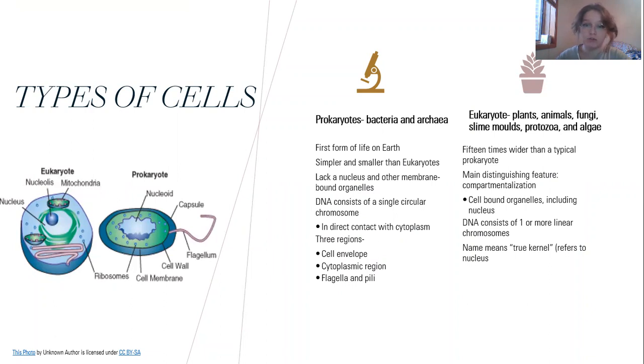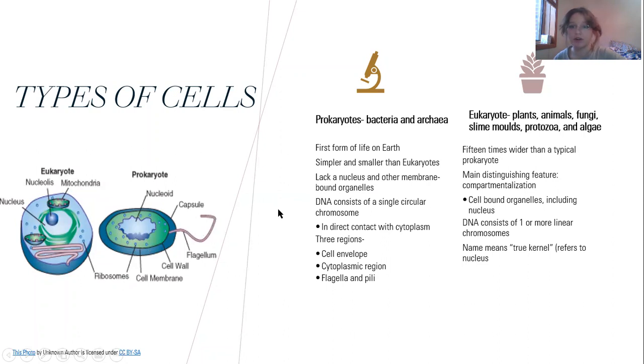They're much simpler and smaller than eukaryotes, as you can see in this diagram, and they also lack a nucleus and other membrane-bound organelles. Their DNA consists of a single circular chromosome, and they also are in direct contact with the cytoplasm, as you can see here. There is nothing protecting the DNA. So there are 3 regions in the prokaryote. There is the cell envelope, there is the cytoplasmic region, which is right here, and then there are the flagella and pili. This is what helps the cell move and have contact with other cells.